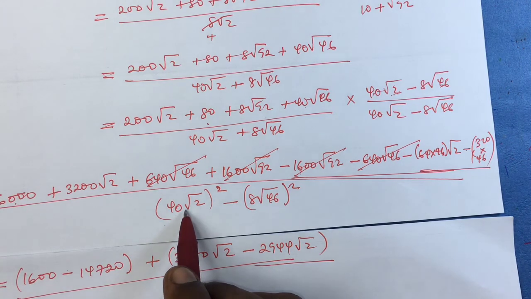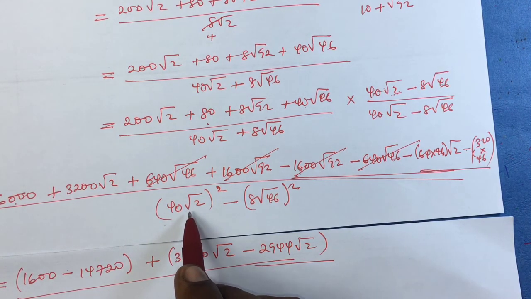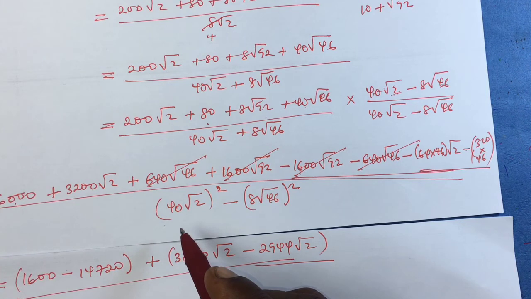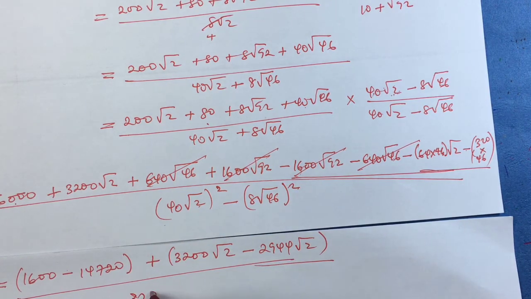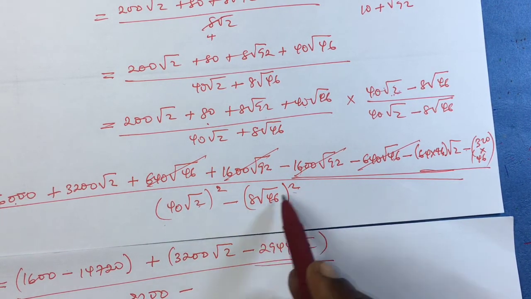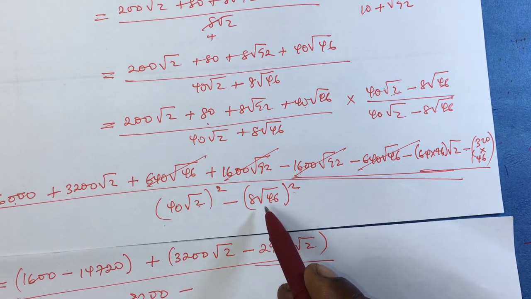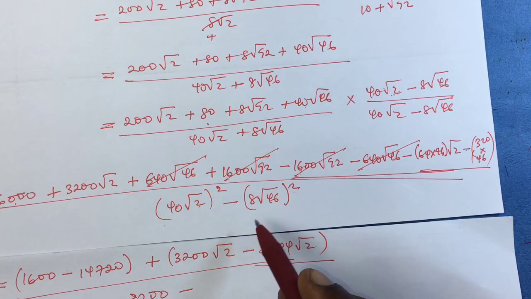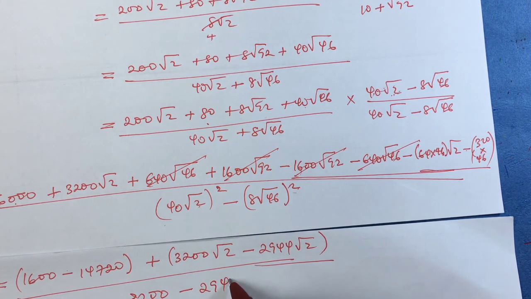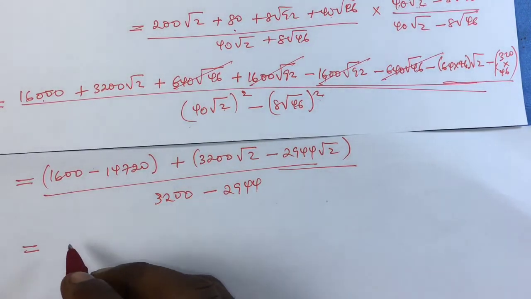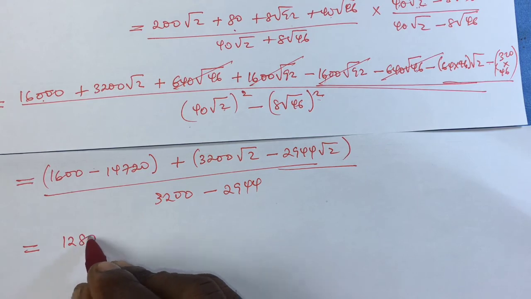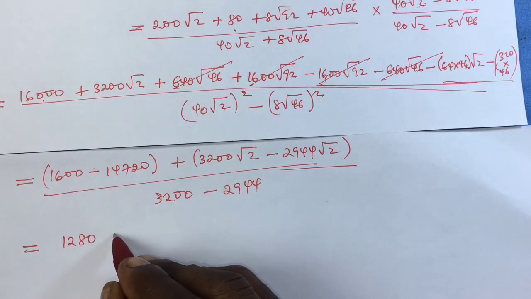Now, if I square 40 root 2, I'm going to have 40 all squared will be 1,600. Okay? Times 2, it will give me 3,200. So I'm going to write 3,200 here. Then, if I square this, 8 squared will be 64. 64 times root 46 squared will give me 64 times 46, and that would amount to 2,944.